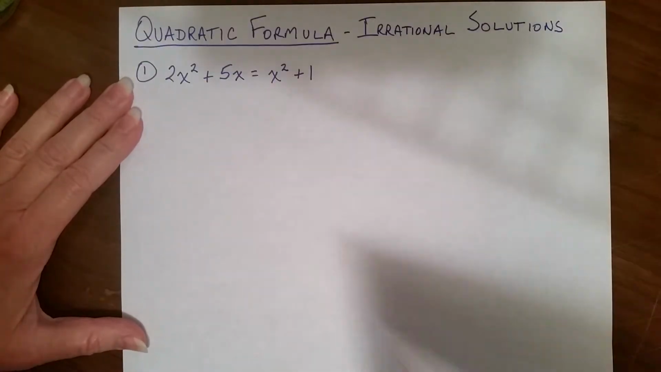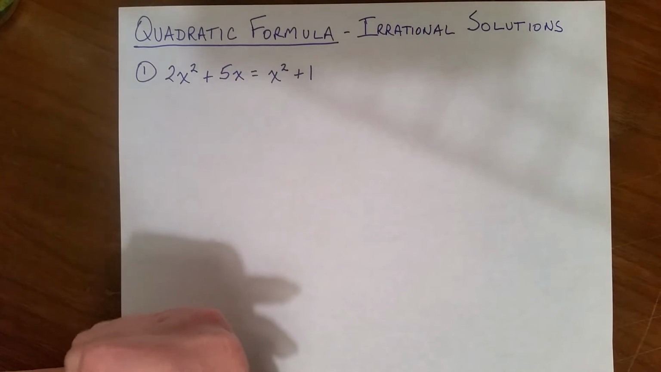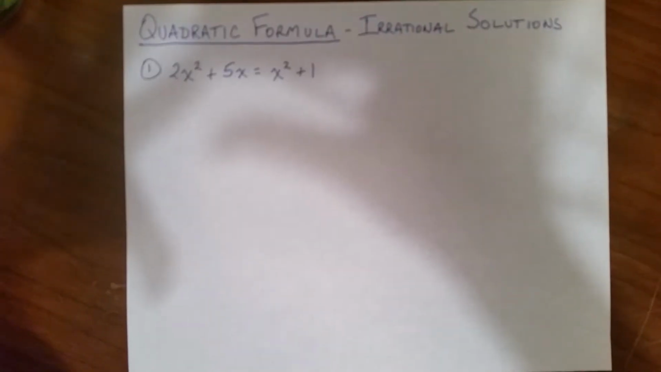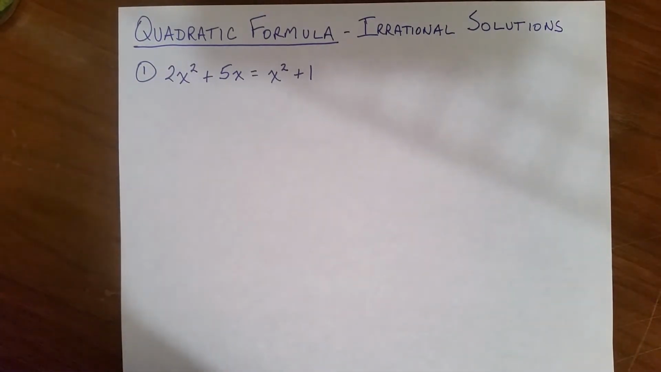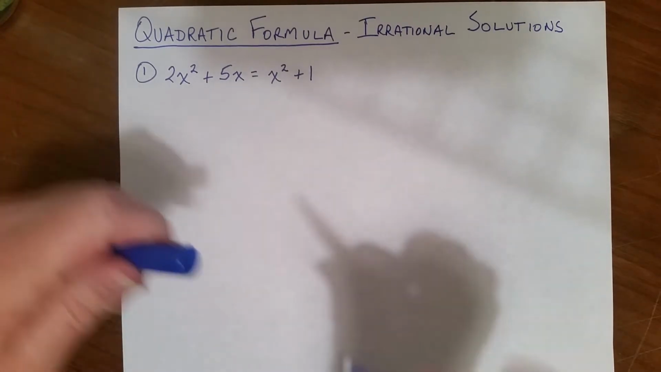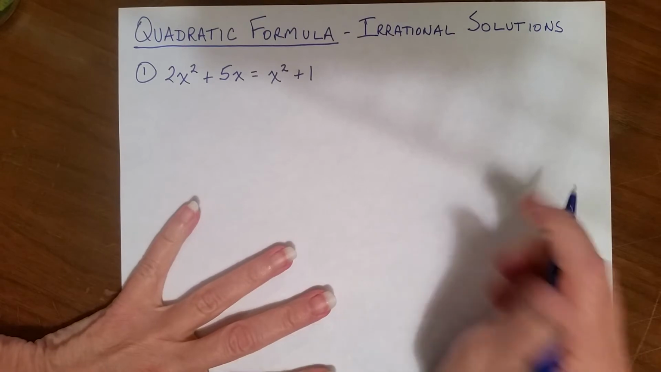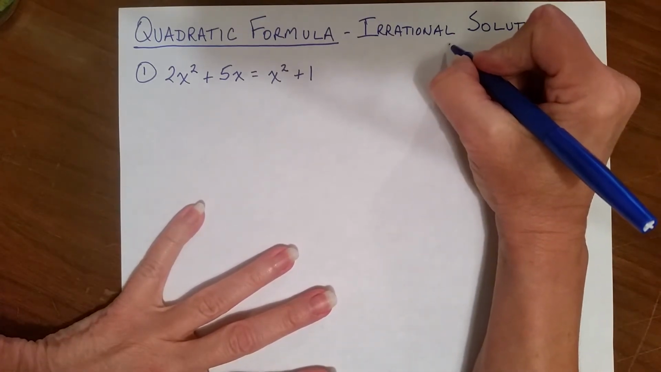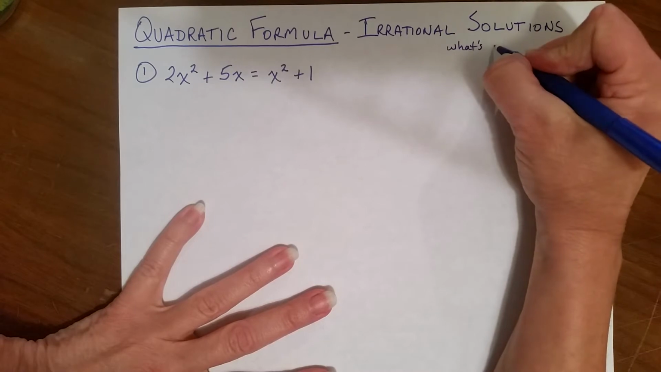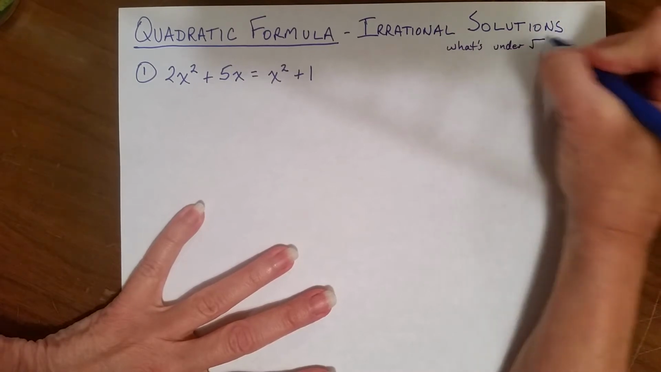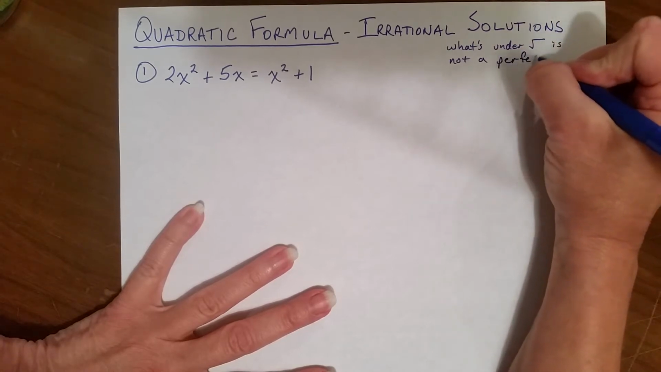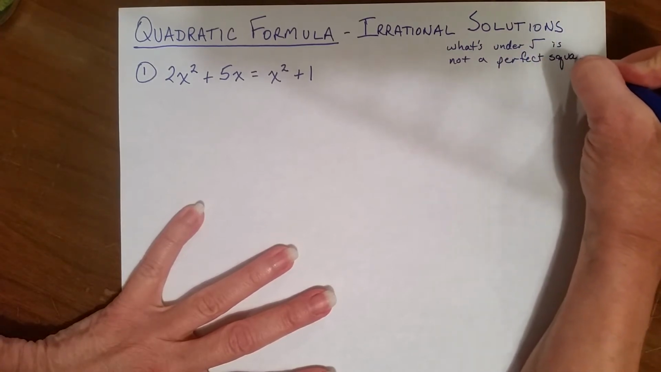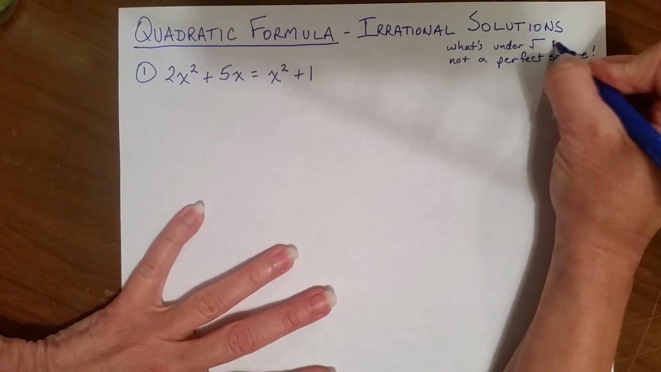But right now, we're going to learn about the quadratic formula. Let me see if I can focus here. Let's do some auto-focusing. There we go. We're going to talk about the quadratic formula and what to do if it's not a perfect square. So we're going to look at irrational solutions, where what's under the radical is not a perfect square. Okay, so that's what we're going to do today.